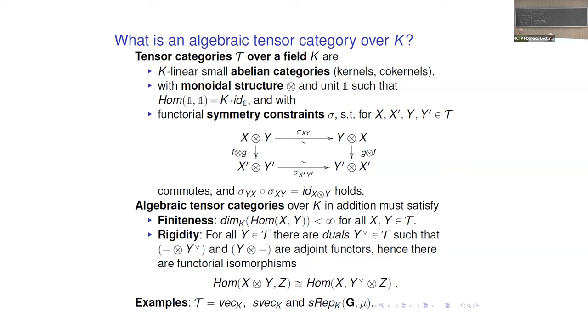There are certain axioms for the duals, which you can phrase in terms of category theory, adjoint functors, but essentially the key identity we all know from linear algebra is this one. So if all these properties are satisfied, then we have an algebraic tensor category over K. The typical examples are vector spaces and these super vector spaces, but also representations of a super group, an algebraic supergroup G, which are finite dimensional over K.